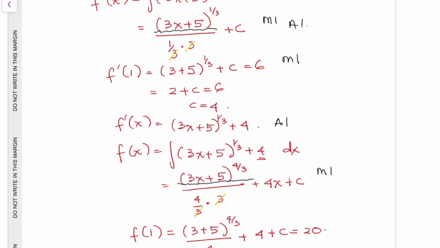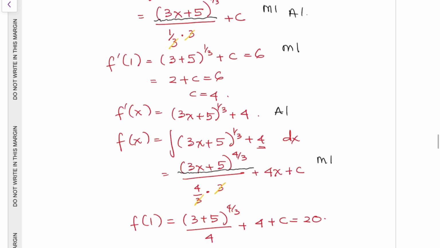Okay, the next mark is when you realize that, oh, you still have your x, with whatever value of constant in the front, whatever the constant here, and even if you haven't found c yet, you will get the next M1.